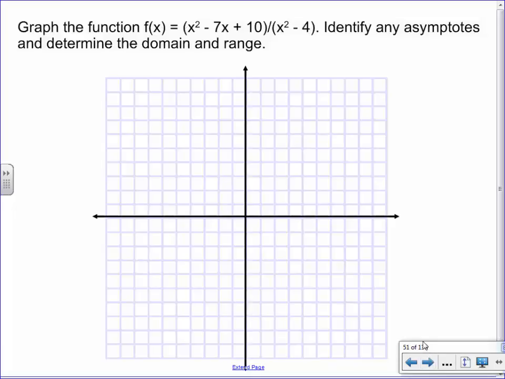Okay, let's try this one here. x squared minus 7x plus 10 over x squared minus 4. Right off the bat, you've got a quadratic over a quadratic. Maybe the first thing we should do is start factoring. So make it x minus 5, x minus 2, and then x plus 2, x minus 2. You guys all capable of doing that factoring without any issues?